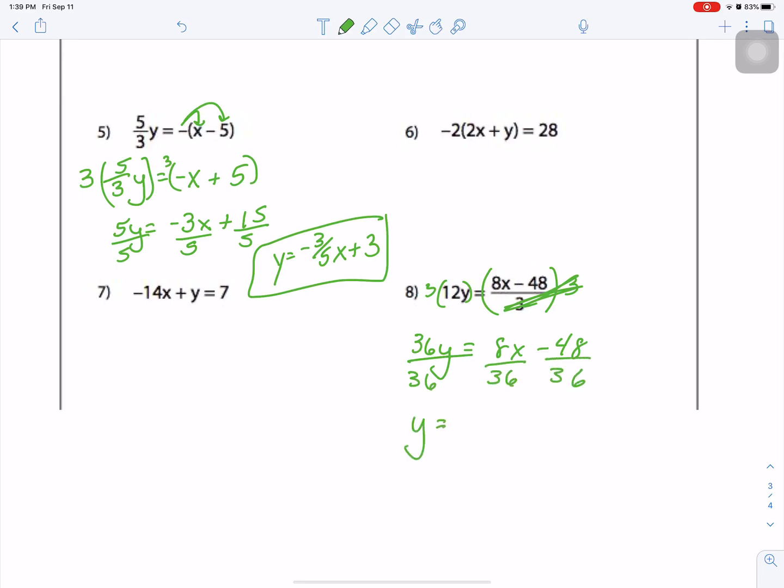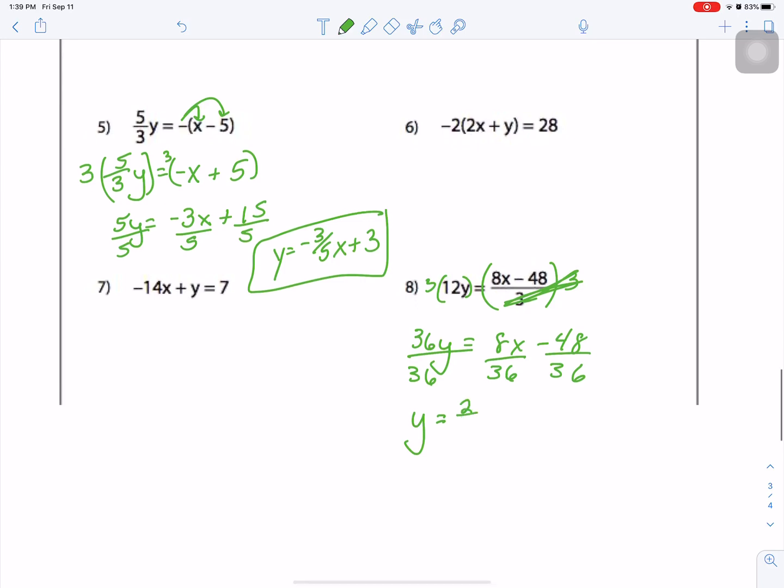Y equals, and then it's nice if we can actually make them a little bit simpler. And so we have 2/9 x minus 4/3. If you are not as comfortable simplifying, it's not as big of a deal, but it's more correct. Again, moving to those 7s and 8s, showing that you can do that simplification.